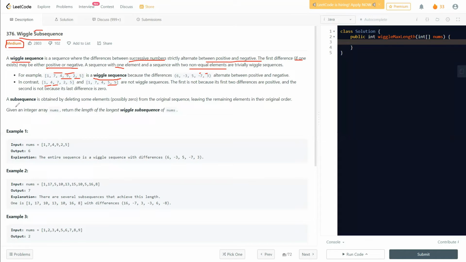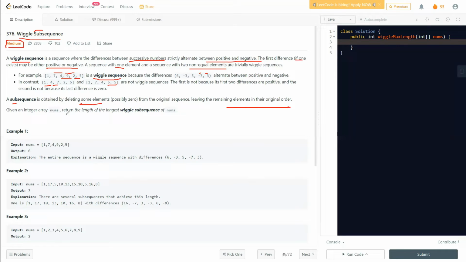Now let's understand further into the question. The question says a subsequence, the one we need to find, is obtained by deleting some elements, possibly zero elements, from the original sequence, leaving the remaining elements in the original order. So you will delete some of the elements, possibly zero, so that the remaining elements stay in the original order, and it becomes a Wiggle sequence.